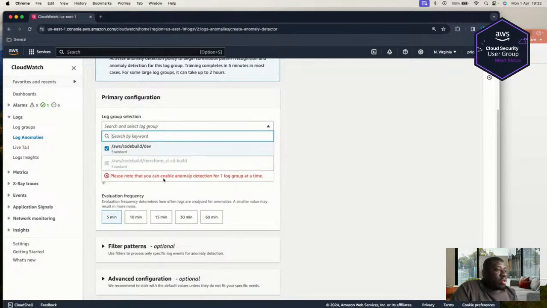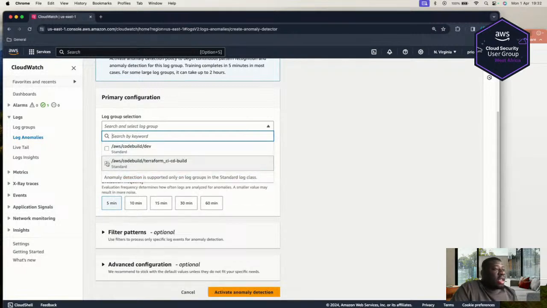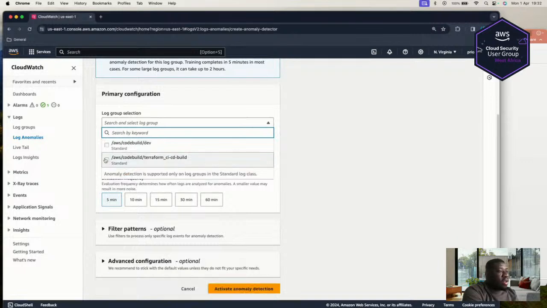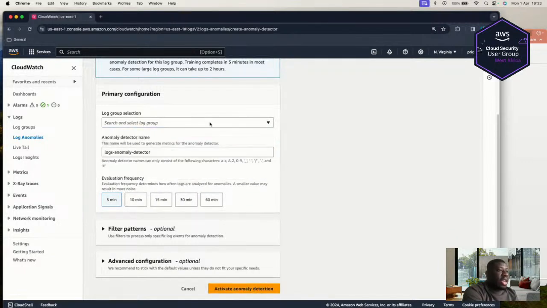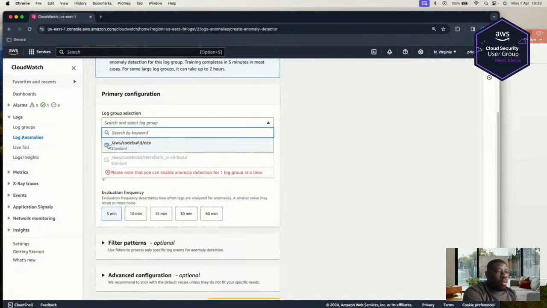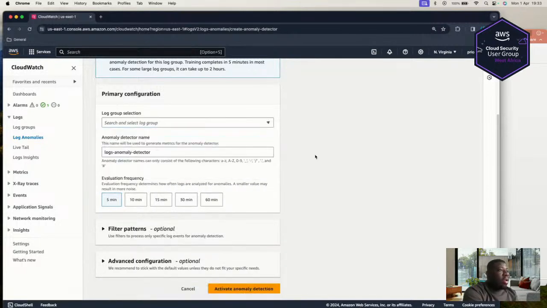It says here, please note you can enable anomaly detection for one group at a time. So it says for one group at a time, because in this particular scenario, I think we have more than that, so that's why it's giving us that error. But anyway, that shouldn't really be an issue. The idea is that you just need to pick one log group at a particular time.